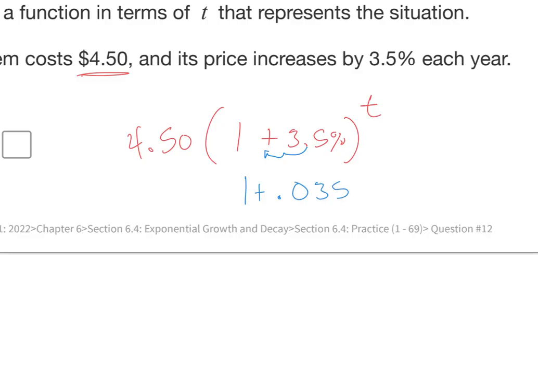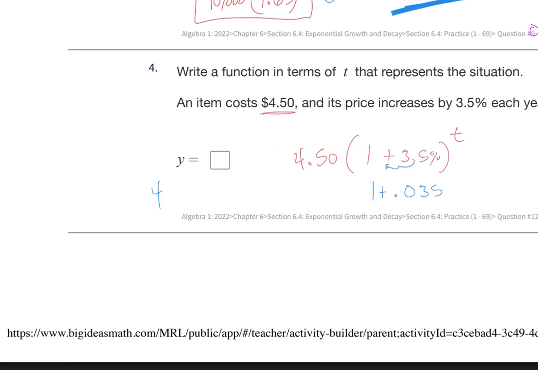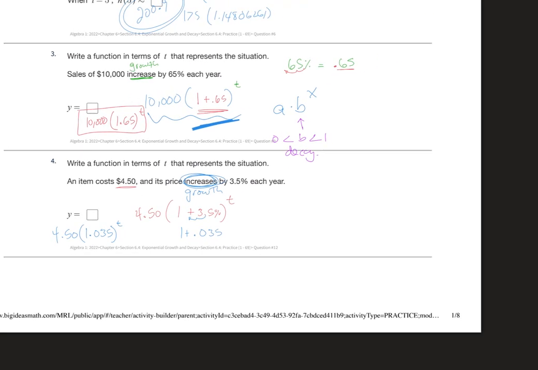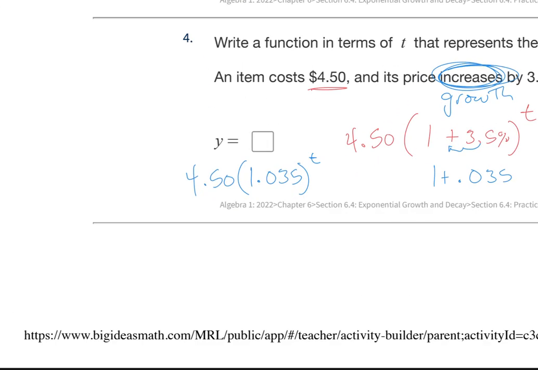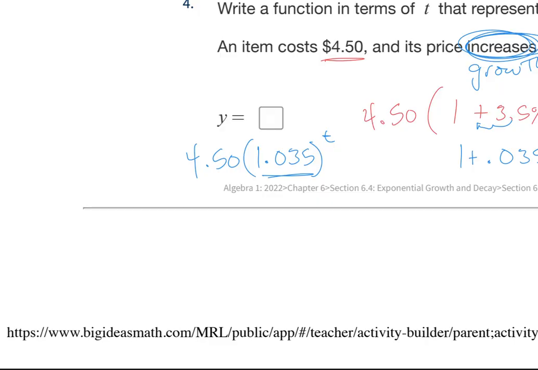So my answer over here is $4.50 times 1.035 to the t power. And again, that is growth. We are increasing. It just has to not be between 0 and 1. So we definitely are not between 0 and 1 here, okay?